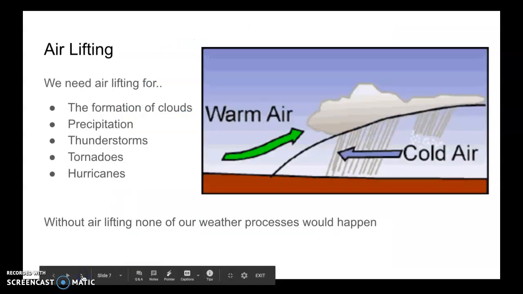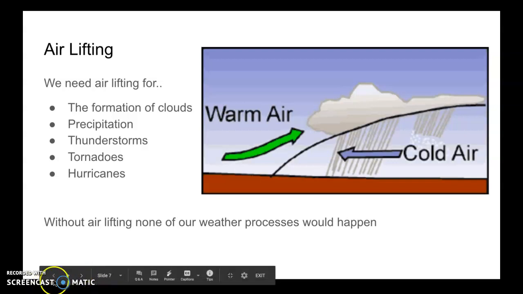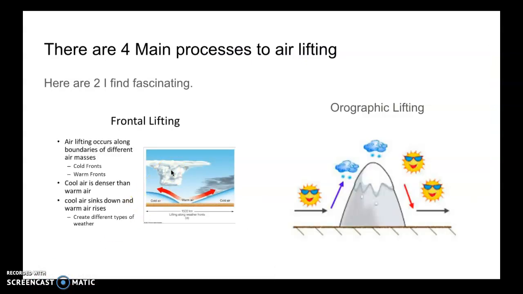Next, we will get into airlifting. Airlifting is important because we need it for the formation of clouds, precipitation, thunderstorms, tornadoes, and hurricanes. Without airlifting, none of our weather processes would happen. So there are technically four main processes to airlifting. Here are the two that I found pretty fascinating.